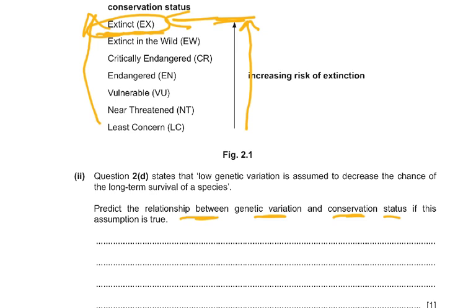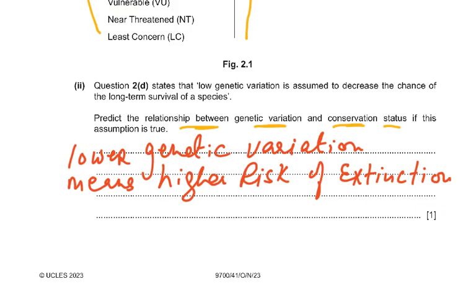Some of you know it, but you don't know how to write it. Your English is, sorry, pathetic. So lower genetic variation means higher risk of extinction.